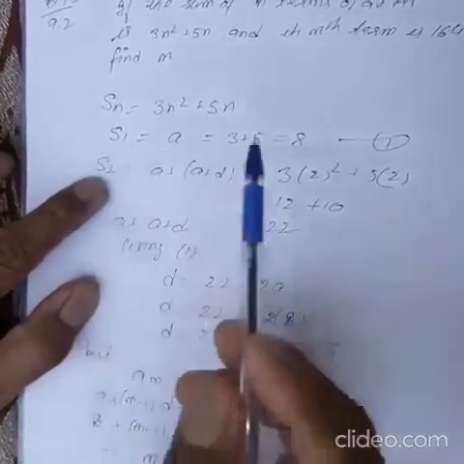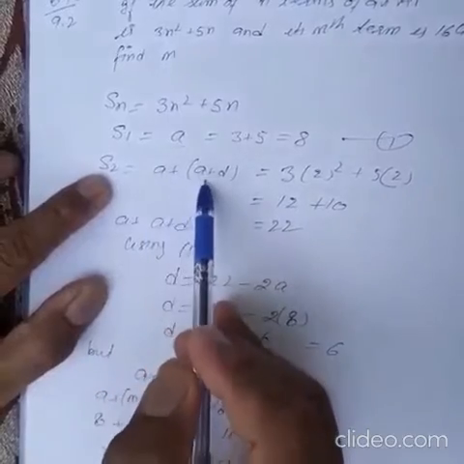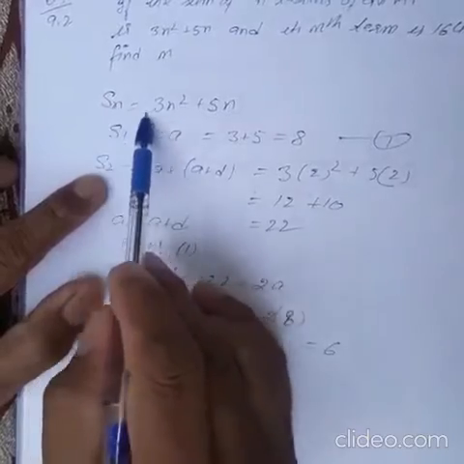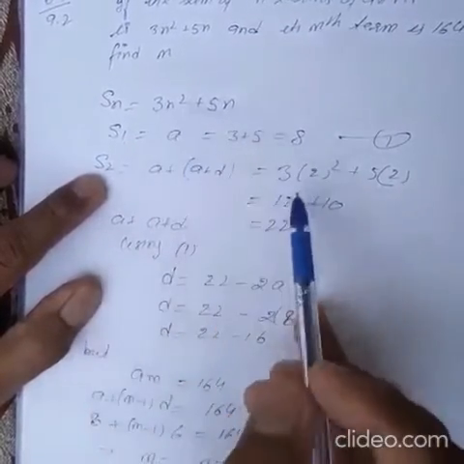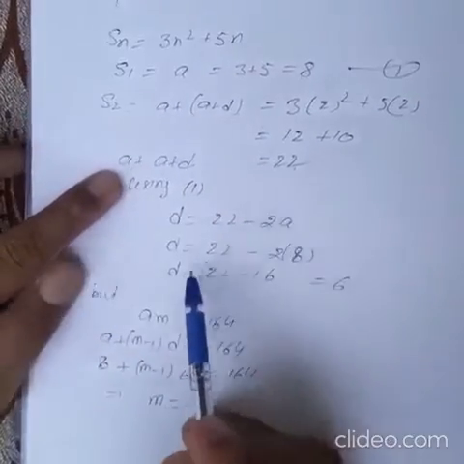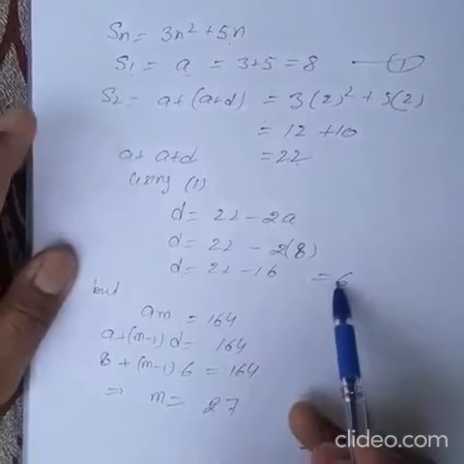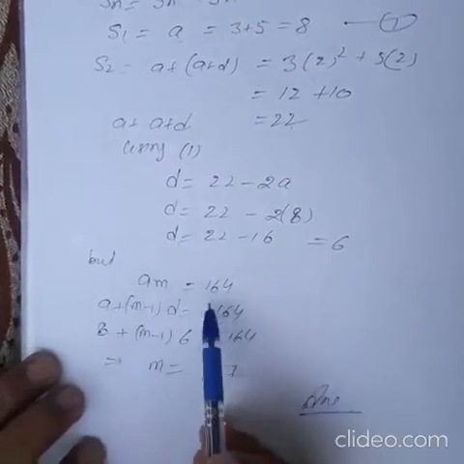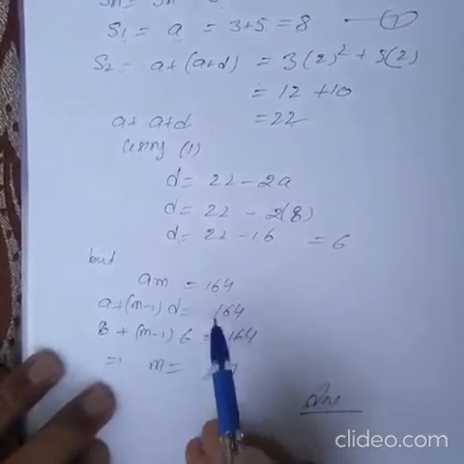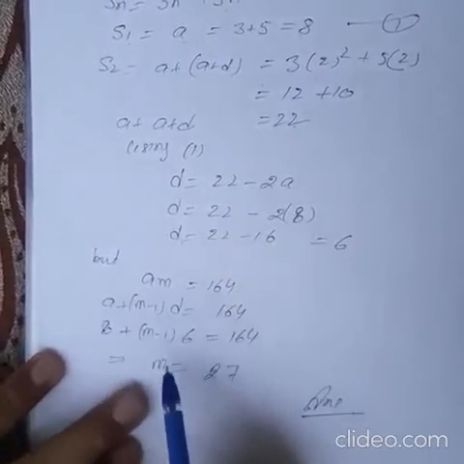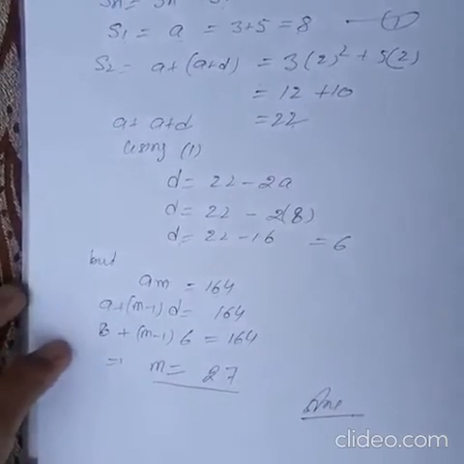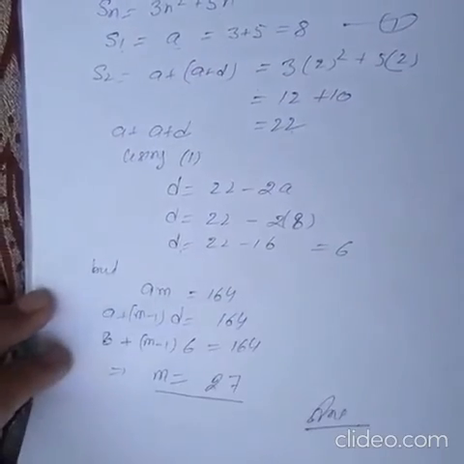S2 is the sum of the first two terms. If the first term is A and the second term is A plus D, then it is the first term plus the second term. Using this formula, S2 will be obtained by replacing n by 2. So it is 22. Now if you put the value of A here, the value of D will be 6 after calculation. And we are given Am is equal to 164. So put the values of D and A and calculate m. So it will be 27. This is the answer. So you try the remaining questions of this exercise. Thank you.